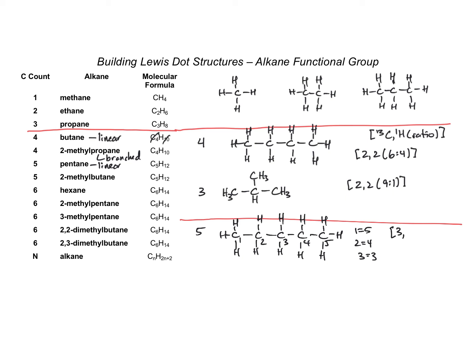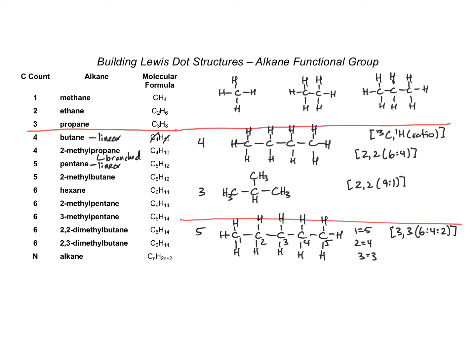Same thing for the hydrogens. The CH3 groups at 1 and 5 are the same. The CH2 groups at 2 and 4 are the same, and the CH2 group at 3 is itself identical. So that's going to give us 3 as well. And the ratio is going to be 6 to 4 to 2. And again, the sum of that is 12, which we see in the molecular formula.